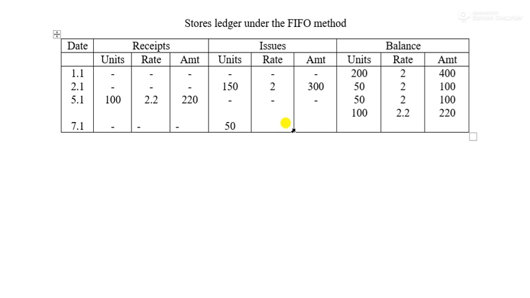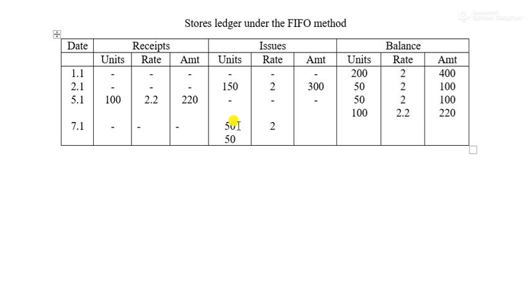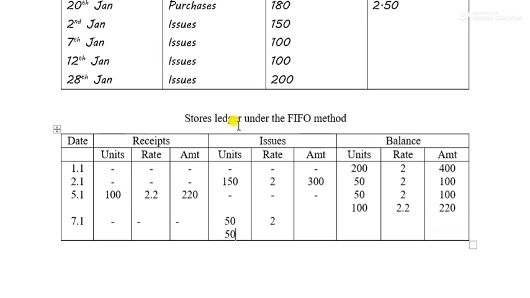So 50 at the rate of 2, and then another 50. Why another 50? Because I have to issue only 100 units. See, on 7th Jan I have to issue only 100 units. Therefore I took 50 from here and 50 from this one. 50 from here, 2.2. So 50 into 200, and 50 into 2.2, how much is it? 110.